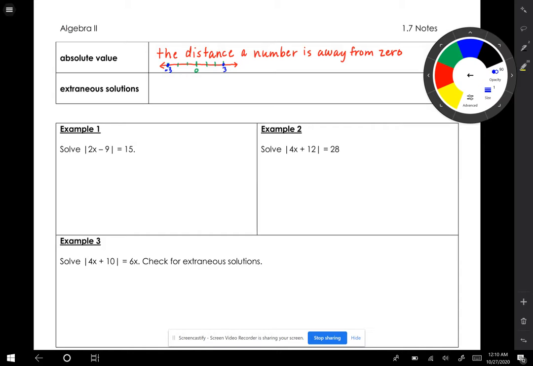Notice I said 3 units. I didn't say -3 units away, because absolute value is a distance, and distance is always positive. Absolute value is represented by 2 vertical bars. And if I wanted to say the absolute value of what number will give you a distance of 3, your choices are a positive 3 or a negative 3. So either negative 3, its absolute value is 3, and a positive 3, its absolute value is also 3. Remember that when we're doing absolute value equations.